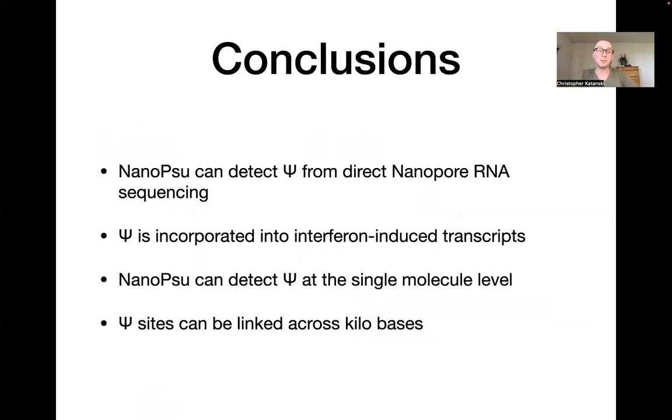Conclusions for today: we developed a Nanopore analysis pipeline called NanoPsu that lets us detect pseudo-U directly from Nanopore RNA sequencing. We found that pseudo-U is incorporated into interferon-induced transcripts. NanoPsu also lets us detect pseudo-U at the single molecule level. And using this, we found that pseudo-U sites can be linked across kilobases, indicating some coordination of biology that we don't yet fully understand.